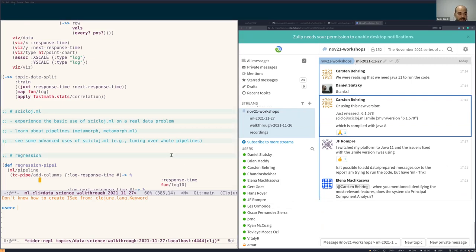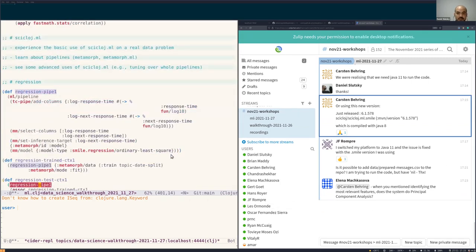Great, so let us look into a regression problem. What is regression? Regression means predicting a quantity, right? Building a model that will learn to predict some unknown quantity by learning it over some data where it is known. And what we'll do now is a basic linear regression of two variables, the log response time and the log next response time, right?